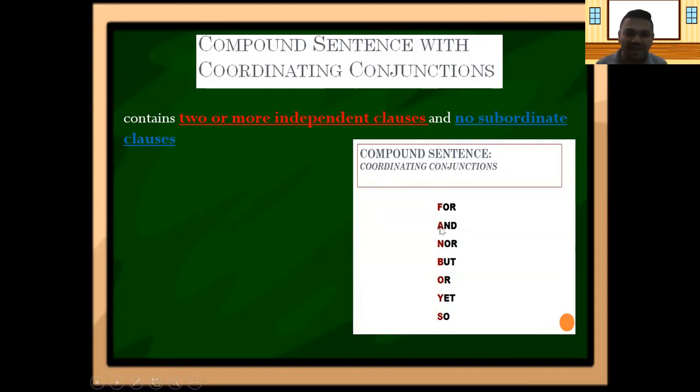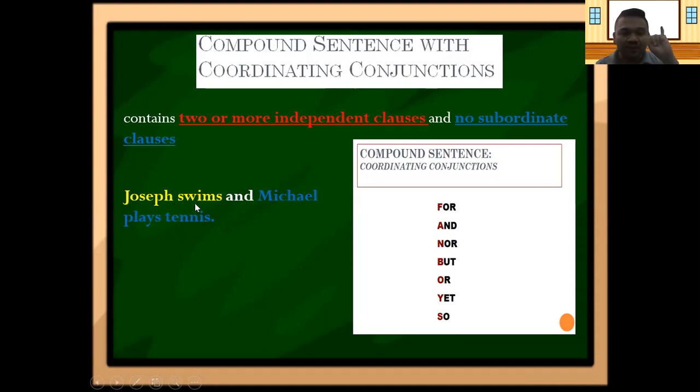These are the coordinating conjunctions: FANBOYS, for, and, nor, but, or, yet, and so. Here's an example: Joseph swims and Michael plays tennis. This is a compound sentence. The first independent clause is Joseph swims, one complete sentence. Then there is a coordinating conjunction, and, and Michael plays tennis, which is another independent clause.